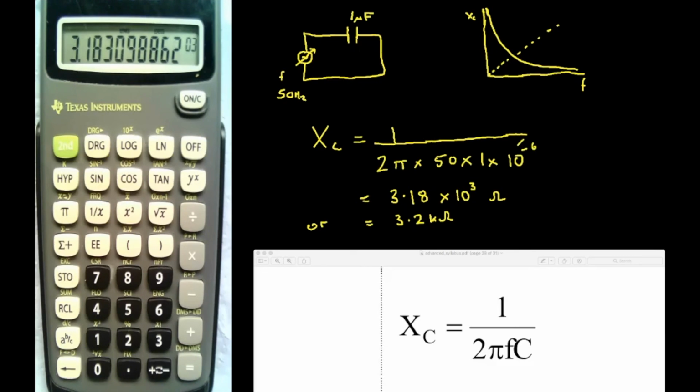Of course, if it were at 100 Hertz, it would be different. You can see there that if I change this, made it 100, I would be halving that 3.2. It would be something like 1.6. And that's in line with the fact that as frequency goes up, capacitive reactance goes down.